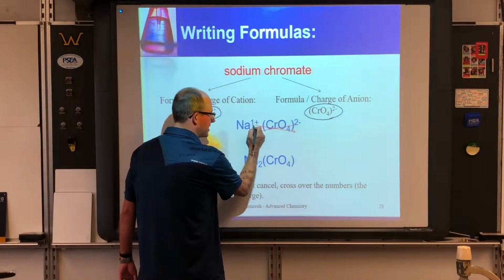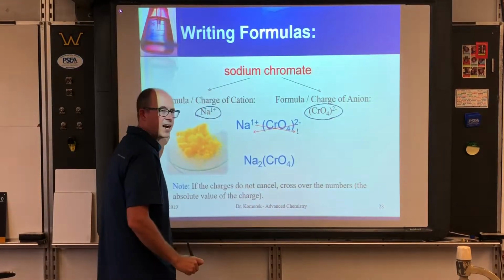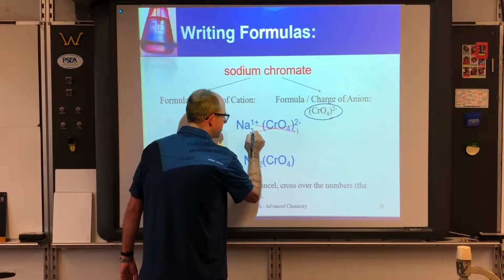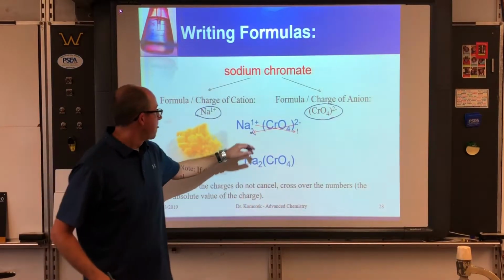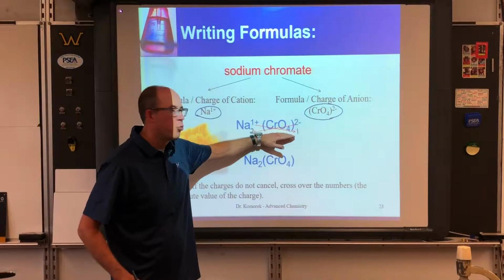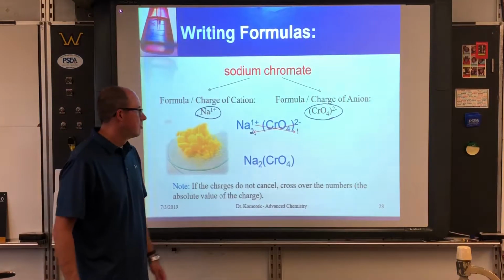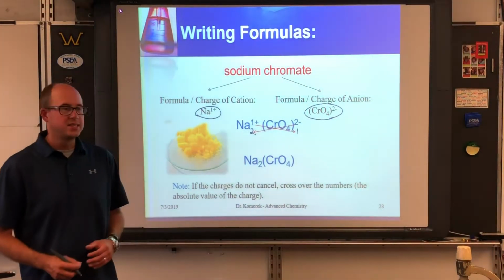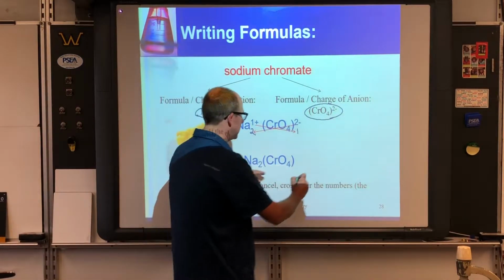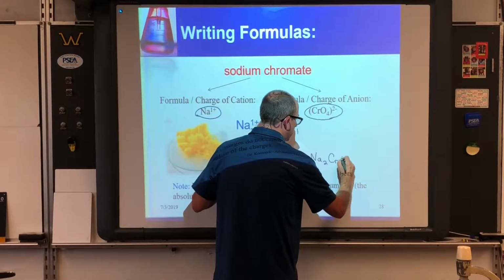That means I take the charge of the first ion and I make it the subscript of the second ion. I do the same thing with the charge of the second ion, making it the subscript of the first. So I end up with 2 sodiums for every 1 chromate so that the charges balance out. Now, when I rewrite it, I can eliminate parentheses that aren't needed. If you have only 1 chromate, there is no reason for parentheses. So the final answer is Na2CrO4.